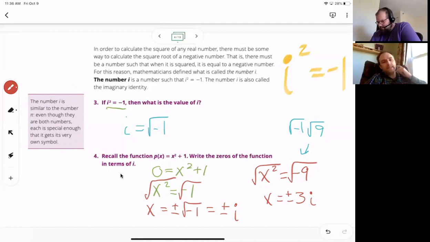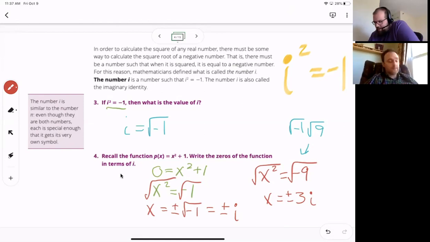It's important over there. It says the number i is similar to the number pi, even though they are both numbers. Each is special enough to get its very own symbol. There are 3. Is it just 3? There are 3 that we use all the time. There are others that we use, i, pi, and then there's another number e that you don't know about yet. So that one's pretty fun too.